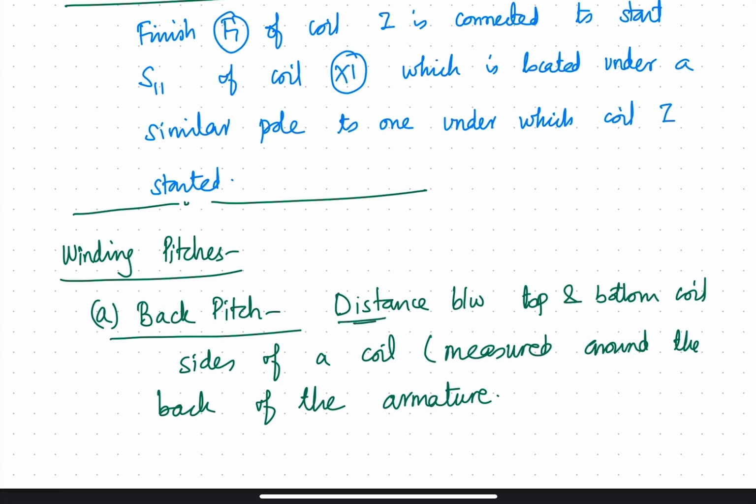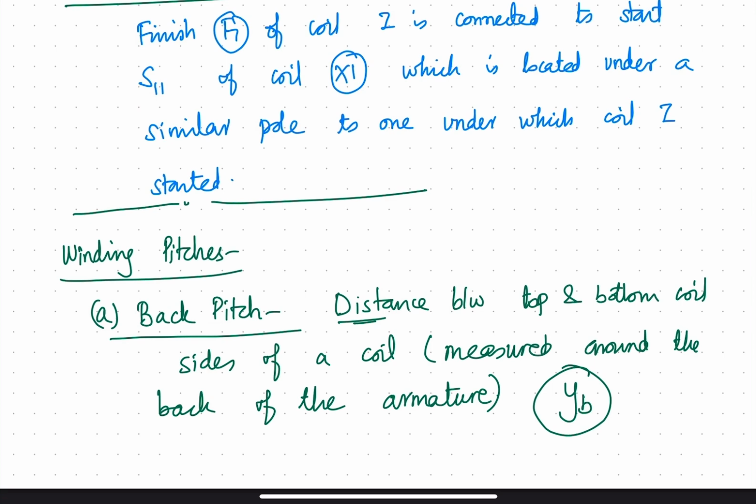The distance between the top and bottom sides of the coil measured around the back of the armature is known as the back pitch. So this is a back pitch, and it is denoted by the term YB. YB is the back pitch.